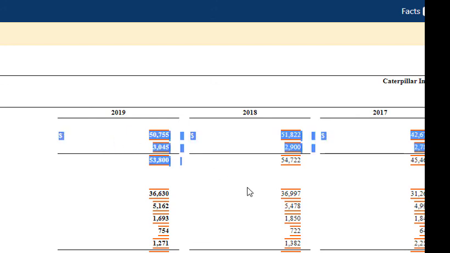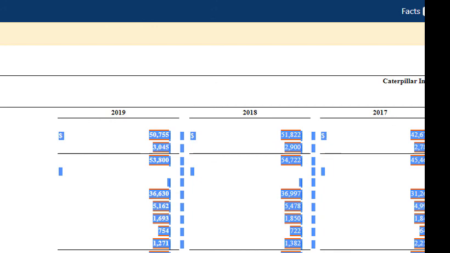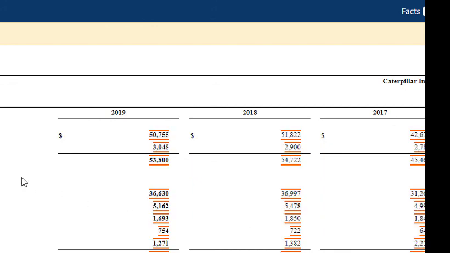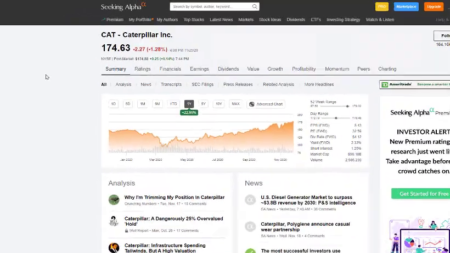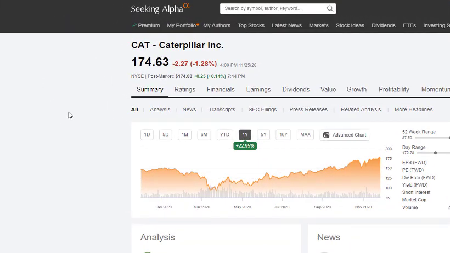It's very hard to copy it and put it into Excel or something. It's a little messy. So I prefer SeekingAlpha. So I'm at SeekingAlpha.com. I'm going to put the link in the description below. But this is a cool website. You can type in any stock ticker you want in the search bar up there. I've typed in Caterpillar. It takes you to this page, and then click on Financials.